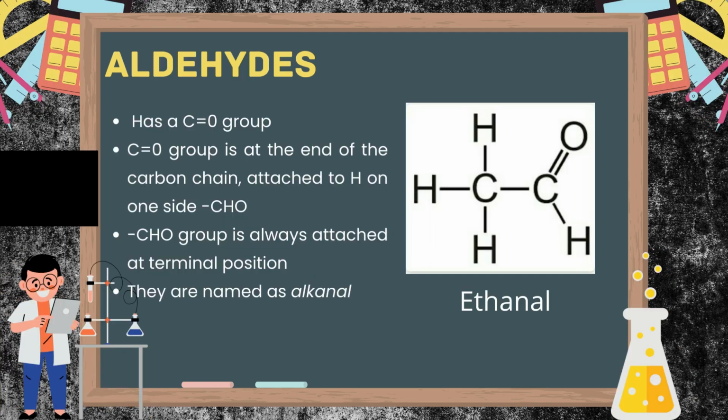On to the next functional group, we have aldehydes. It has a C double bonded O group. The C double bonded O group is at the end of the carbon chain, attached to H on one side, CHO. The CHO group is always attached at the terminal position, and they are named as alkanal. And therefore, the organic structure of this compound is called ethanal.